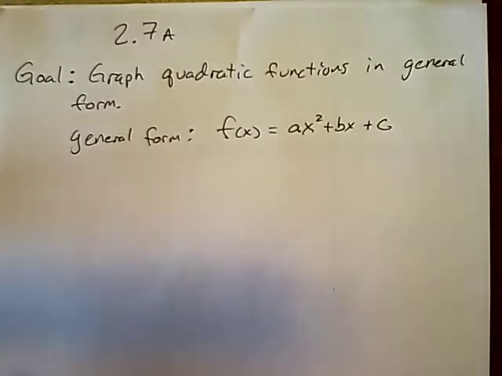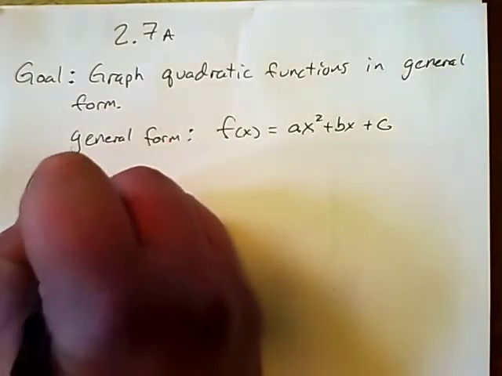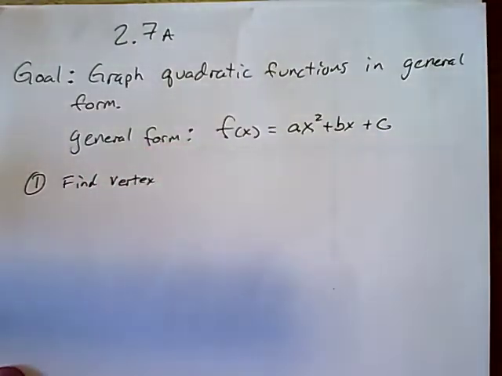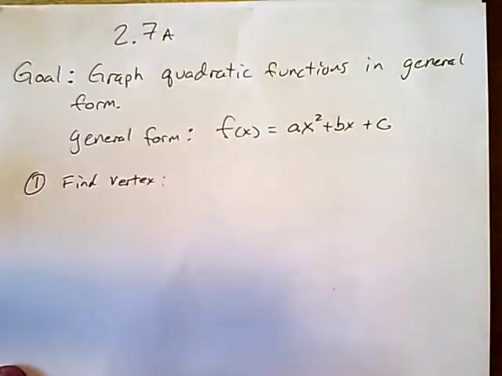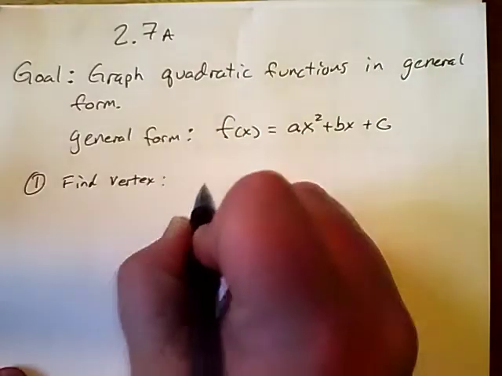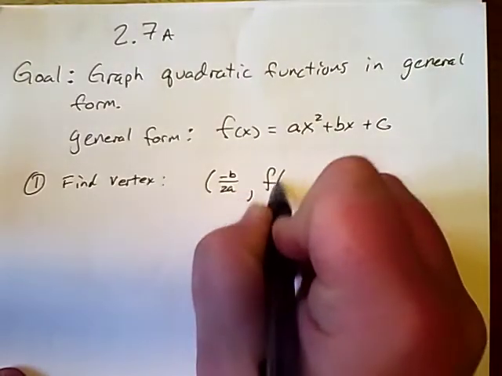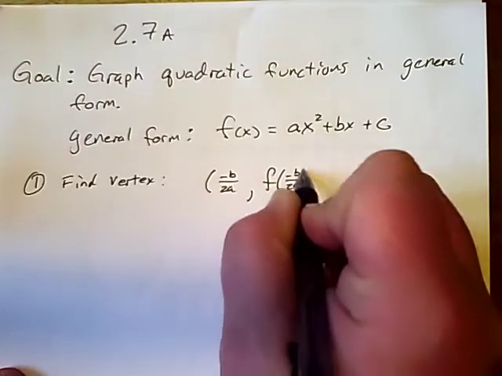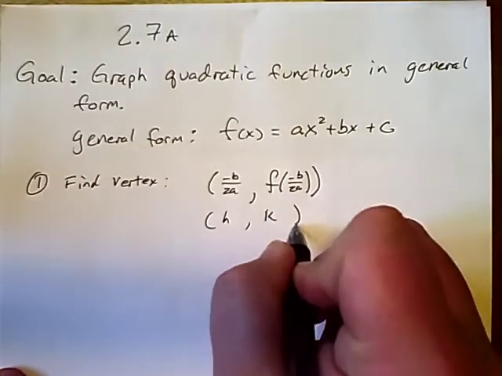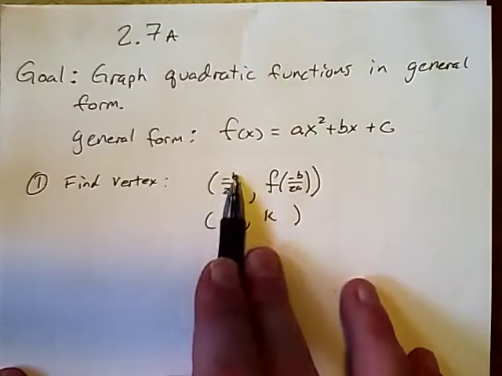Now I have to show you how to find the vertex first, right? So our steps are going to be quite simple. One, we want to find the vertex. The vertex is in the form of negative b over 2a, comma, f of negative b over 2a. In other words, this is my h and this is my k. H, the x-coordinate of the vertex, is negative b over 2a.